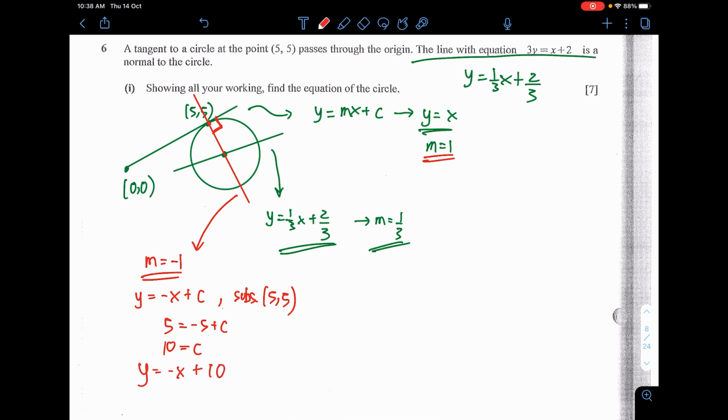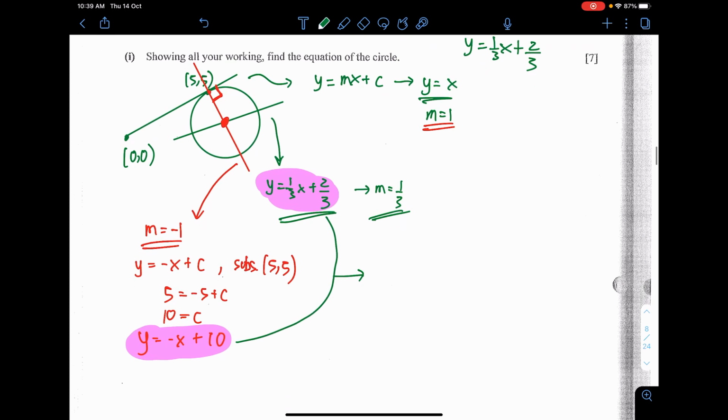Now why am I even looking for this line? Well, you can realize that this perpendicular line must also intersect with the line that we had just now. These two lines intersect right in the center. Every time you have a normal to the circle, it will always pass through the center. Since we have two of the normals, it's logical to say that they intersect at the center of the circle. So what does that bring us? Simultaneous equation. If I do simultaneous equation, I will get the intersection point.